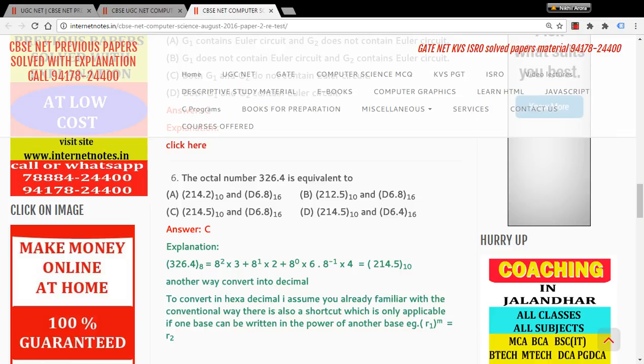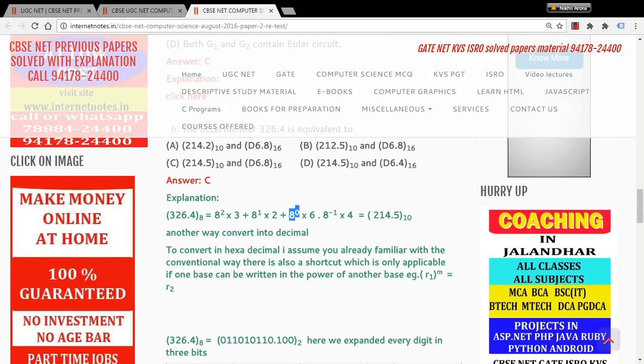negative powers. On the left side of the decimal, 6 times 8^0 plus 2 times 8^1, and so on: 8^2, 8^1, and 8^0. Why are we multiplying with 8? Because the data is in octal form. So we have to convert it into decimal, right?